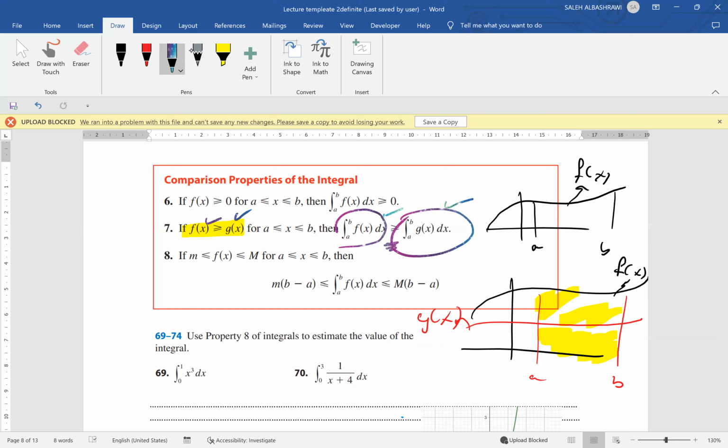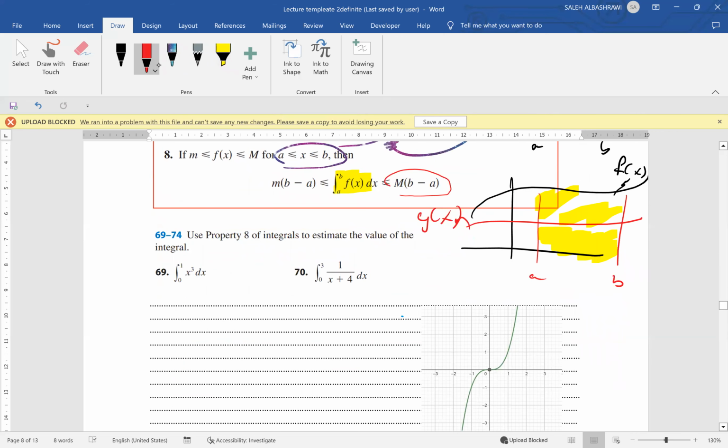For property number 8, if we have a function f of x restricted between a lower bound and an upper bound, or lower limit and upper limit, for m less than or equal to f of x less than or equal to M on the interval a less than or equal to x less than or equal to b, then the definite integral of f of x will be greater than m times b minus a, and less than capital M times b minus a. Actually, this is the first property if we have a constant function. To clarify the last property.